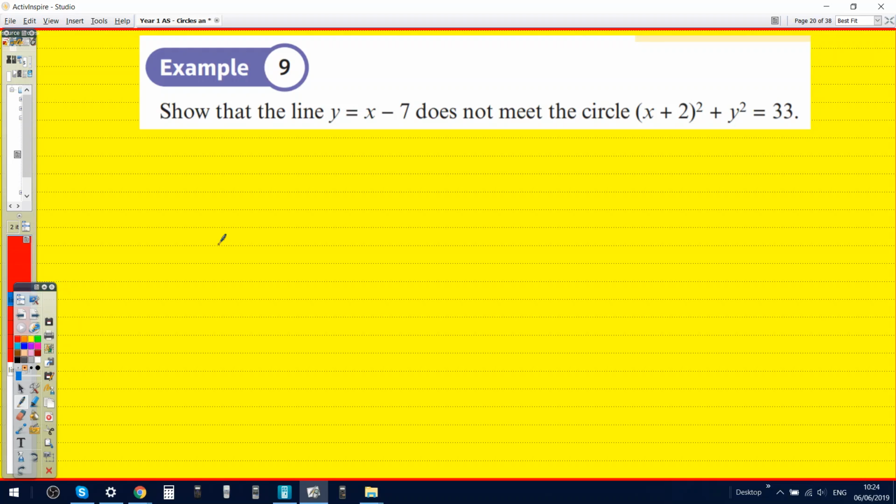Would we start by doing the same thing? Yep. So we've got x plus 2 squared plus x minus 7 squared. And then expand those two brackets out.